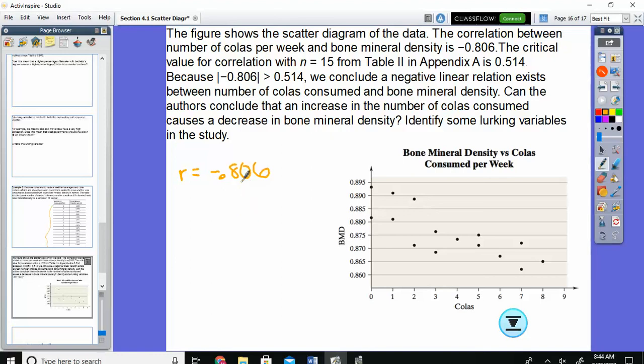We had 15 women in this study. So look at your table. When your n is 15, what's your critical value? So is the absolute value of this greater than the 0.514? Yes, so that means there is a linear relationship.